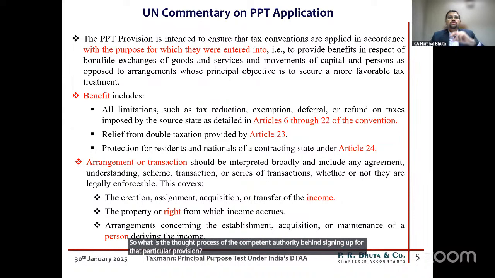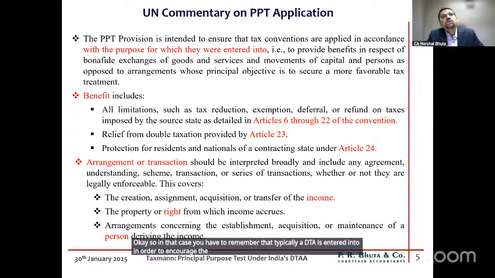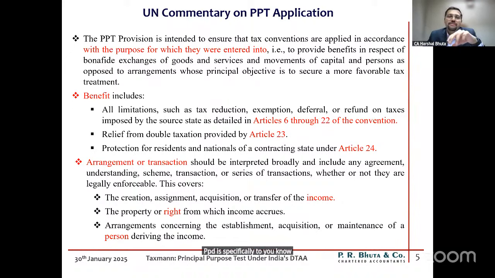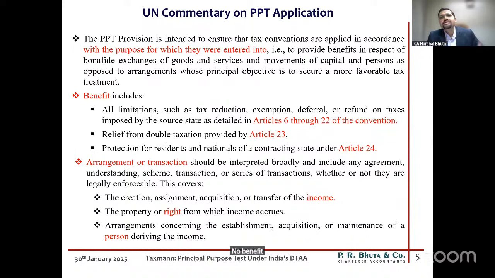Okay. So in that case, you have to remember that typically a DTA is entered into in order to encourage the cross-border trade and commerce. So therefore, bona fide exchanges of goods and services is something that is encouraged in the entire DTA also, which includes the different articles. PPT is specifically to restrict arrangements where the principal objective is only and only to secure a more favorable tax treatment. Okay, that is important.